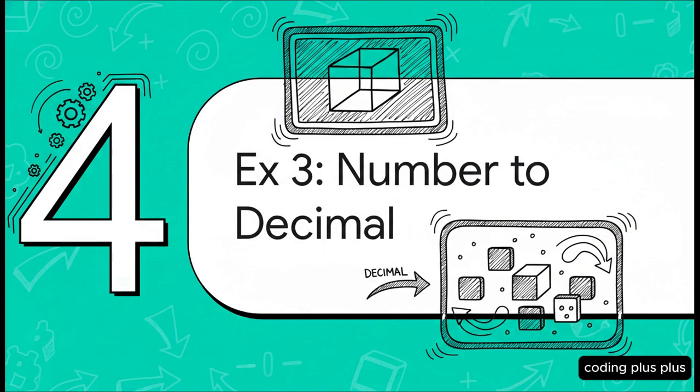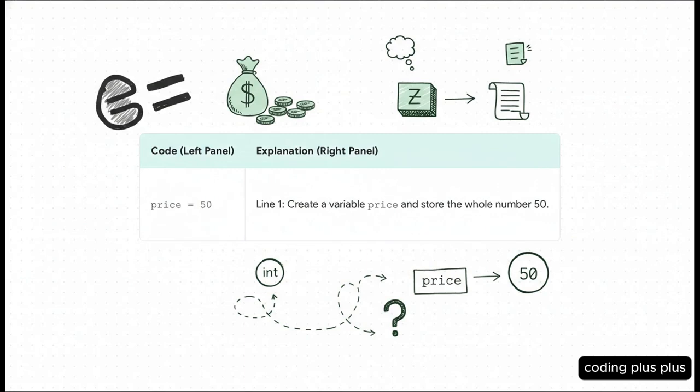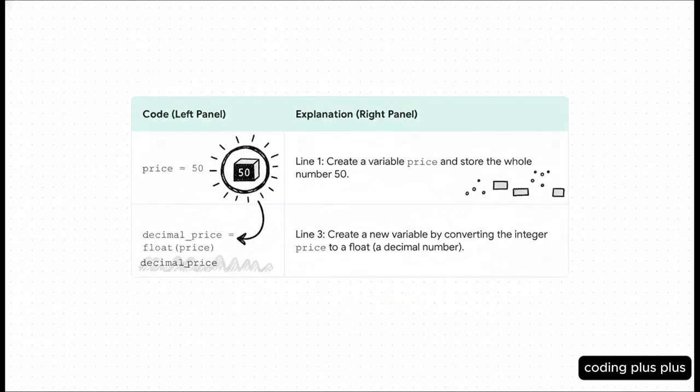All right, for our final example, let's look at a very common situation, converting a whole number, like 50, into a decimal number, like 50.0. So line 1 creates a variable called price and stores the whole number 50. At this moment, this is an integer. The key function for this job is float, as you can see on line 3. In programming, decimal numbers are called floating point numbers, or floats for short. This function converts our integer into its decimal equivalent, which we then store in the decimal_price variable.